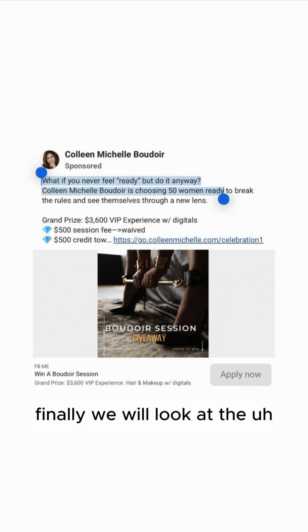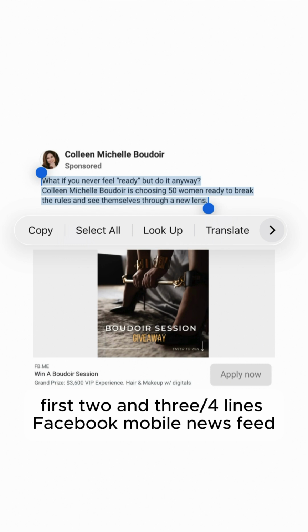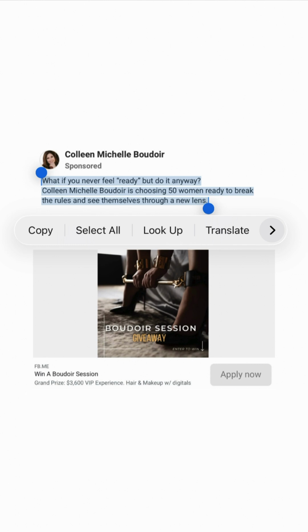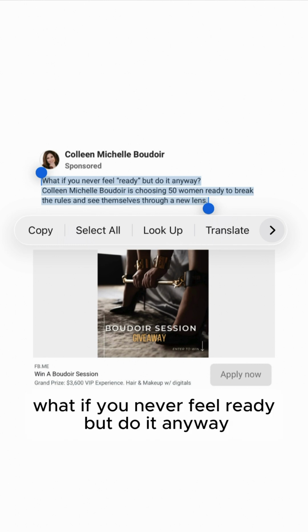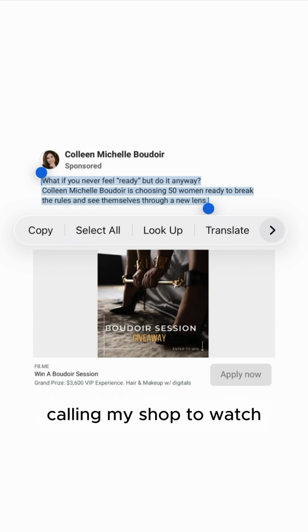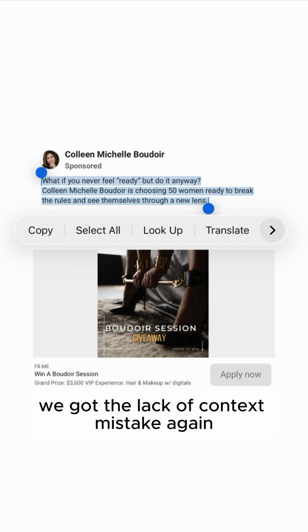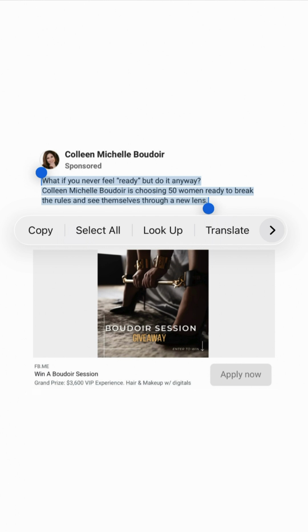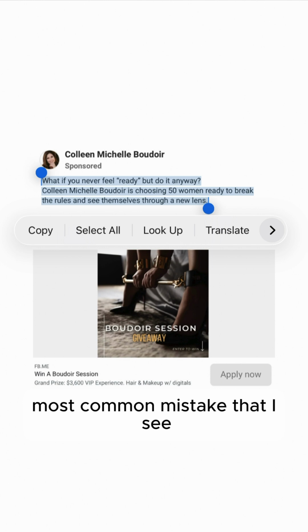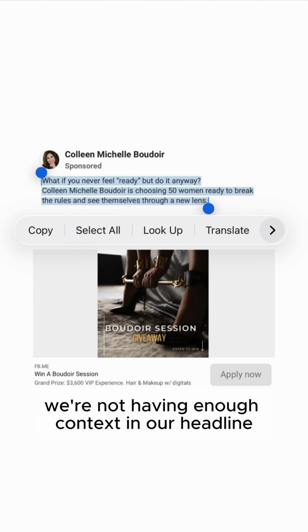Finally, we will look at the see more headline, first 2 3/4 lines, Facebook mobile news feed. What if you never feel ready, but do it anyway? Calling myself too much. Ready to break the rules, through a new lens. Break the rules. Okay, so we got a little bit of context here, but we got the lack of context mistake again. Most common mistake that I see.